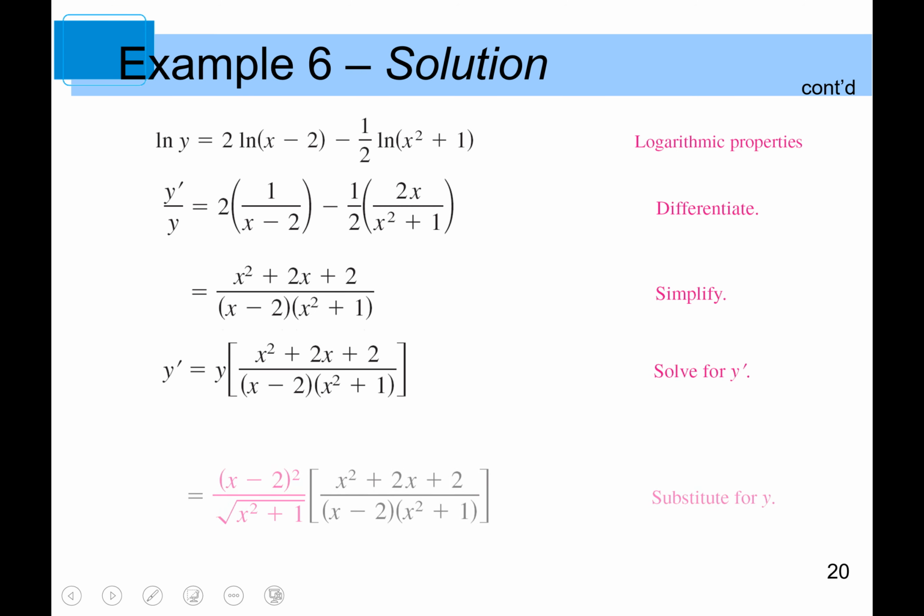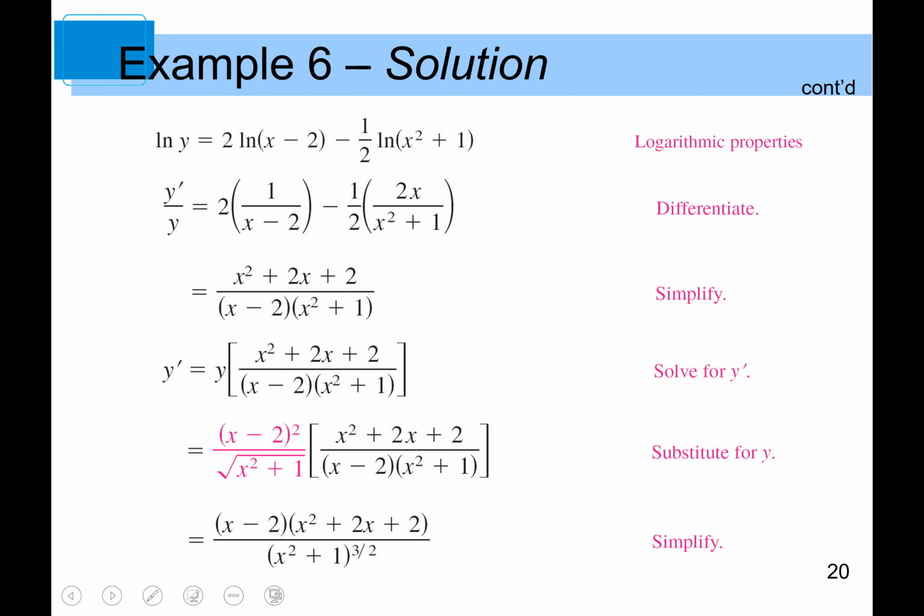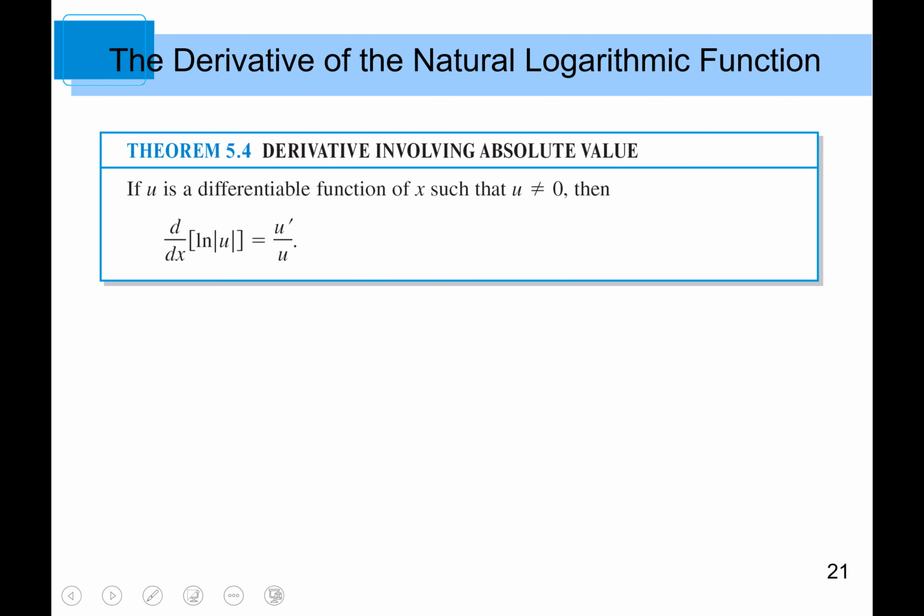And in the background, just the solution of this. And derivative involving absolute values. So let's say u is a differentiable function of x such that u is not equal to 0, then the derivative of ln of the absolute value of u is also equal to u prime over u. It's the same thing as the derivative of ln of u, u prime over u.